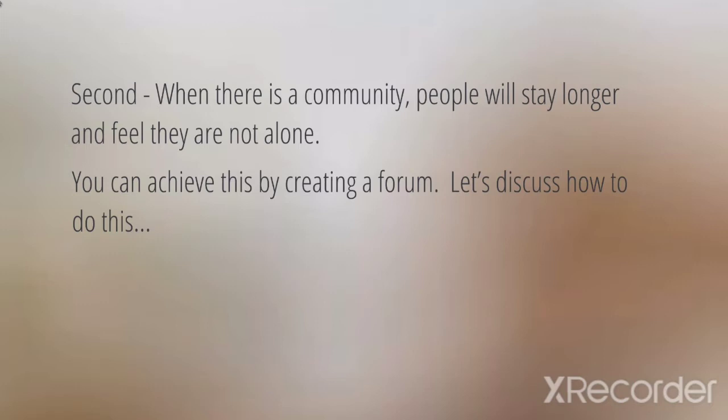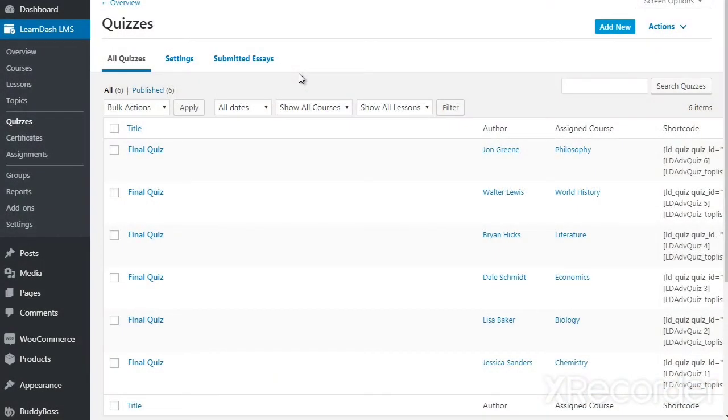Now, let's discuss how to go about doing this. All right. So to create a quiz, all you have to do is simply click on quizzes, and this is the quizzes section. You can either create a new quiz or you can edit an existing one. Now, as you can see, you can create the quiz. You can assign it to an author. You can assign it to a course. Each quiz will have a unique shortcode that you can simply copy and paste into a page.